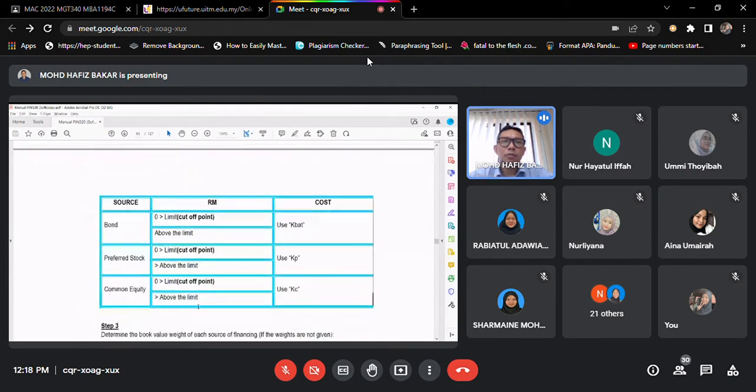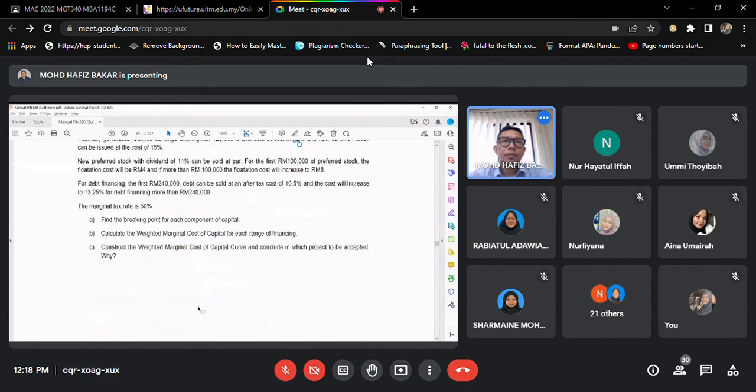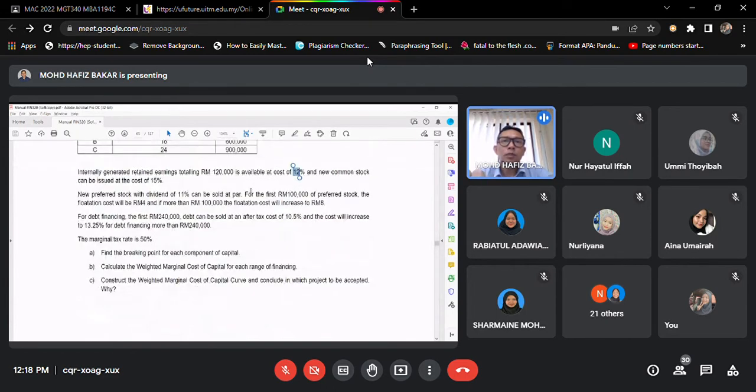Okay, what other information is in the question? You need to provide two costs: one cost if the financing is less than 100,000, and another if it is more than 100,000. So you need to calculate the cost of preferred stock. The difference is only in the flotation cost, RM4 and RM8. And then the last paragraph refers to the debt or bond.